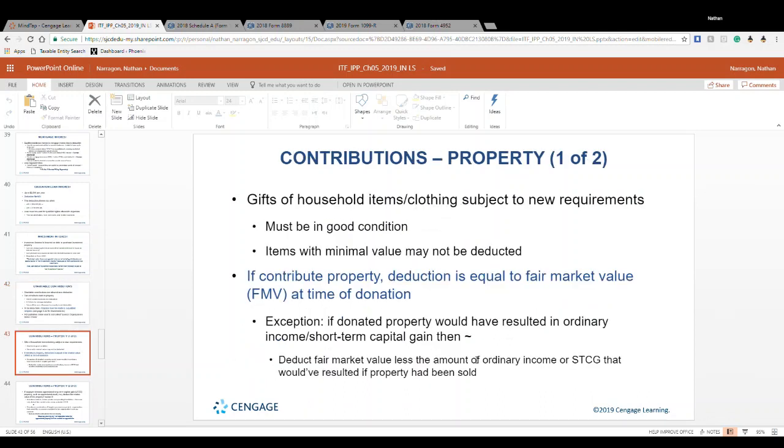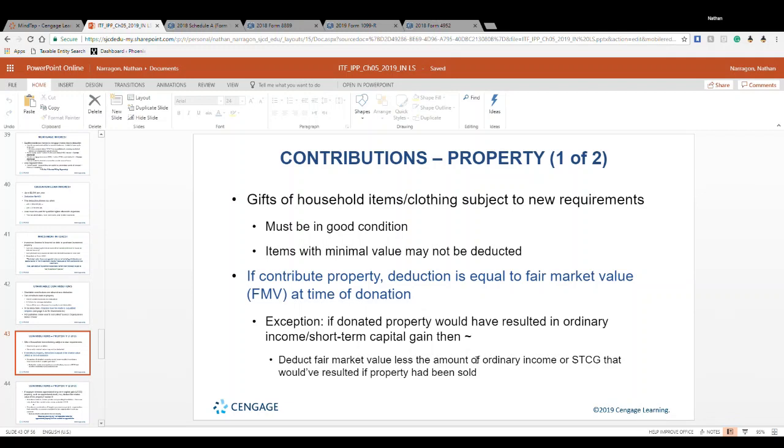Now, property. Gifts of household items and clothing are now subject to new requirements. They must be in good condition, which the IRS, not the IRS, the Goodwill or Salvation Army will let you know if they can resell it. It's in good condition to them. Okay, items with minimum value may not be deducted.